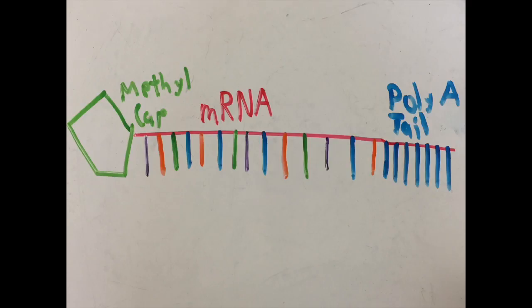Then it undergoes some editing, where it gets something called a methyl cap at one end, as well as a poly A tail on the other end. Parts of the strand called introns are removed from the strand, and the remaining exons are spliced together. Once these things are added on, it is a completed messenger RNA strand, and it leaves the nucleus into the cytoplasm.